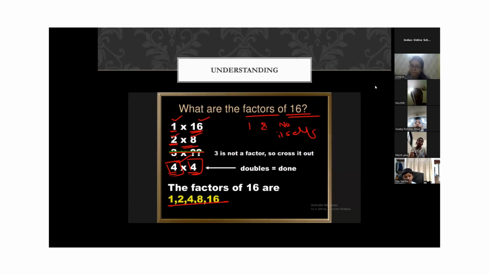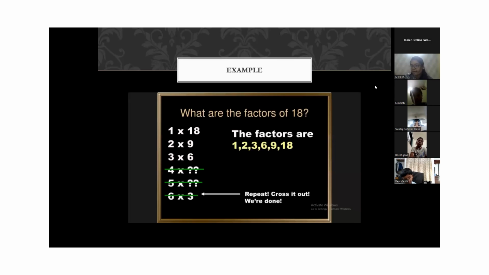Example for better understanding. Factors of 18. We start with 1, 1 18 times. Next 2, yes, 2 9 times. Next 3, yes, 3 6 times. After that 4, no. 18 doesn't come in the table of 4, so cross out. 18 again does not come in the table of 5, so cross out.